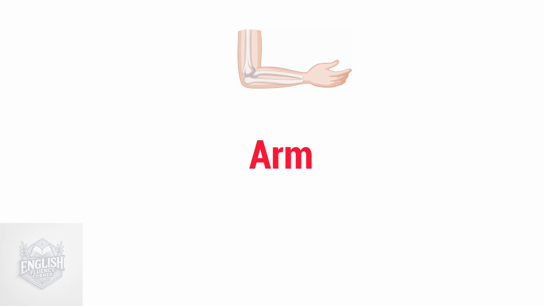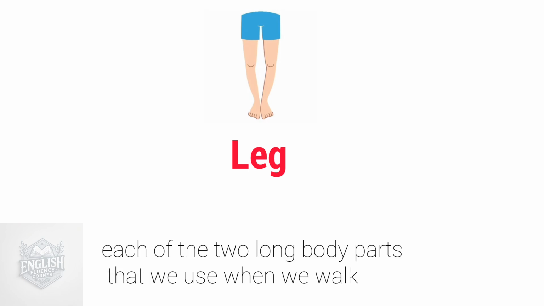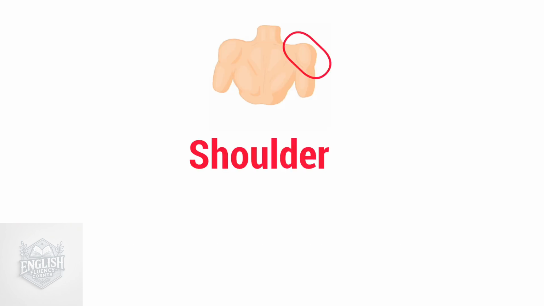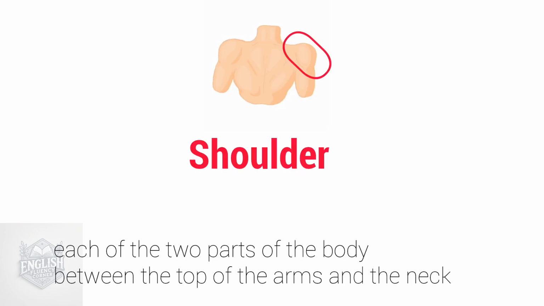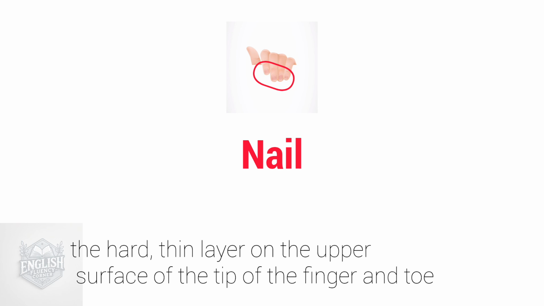Arm. One of the two body parts that is connected to the shoulder and ends with fingers. Leg. Each of the two long body parts that we use when we walk. Shoulder. Each of the two parts of the body between the top of the arms and the neck. Nail. The hard, thin layer on the upper surface of the tip of the finger and toe.